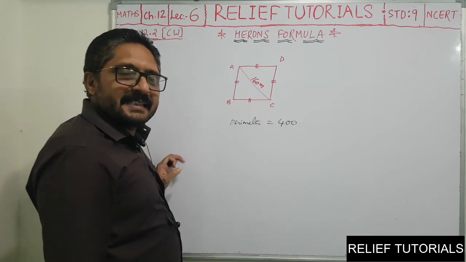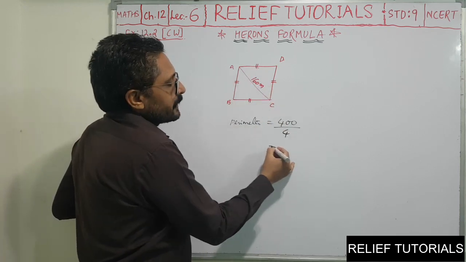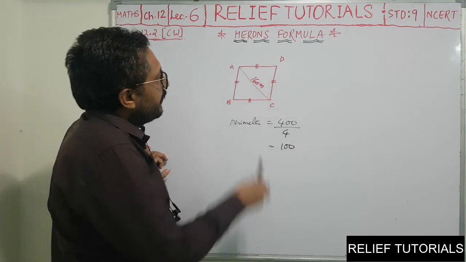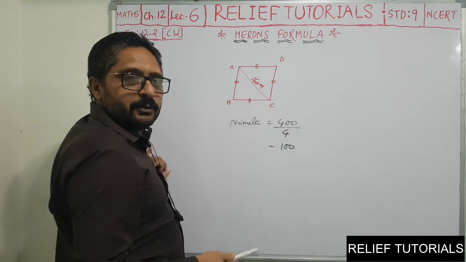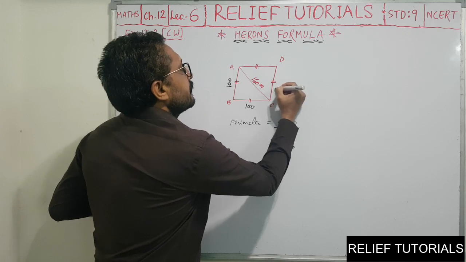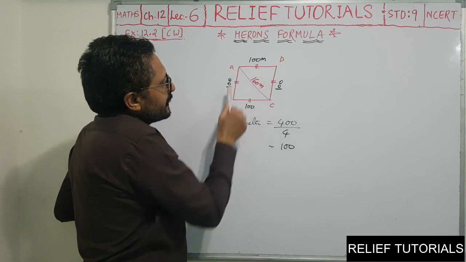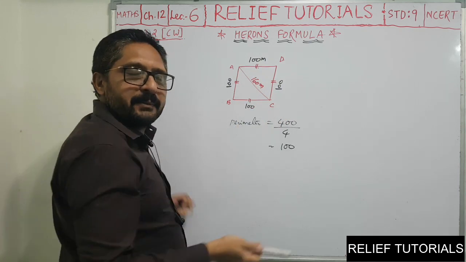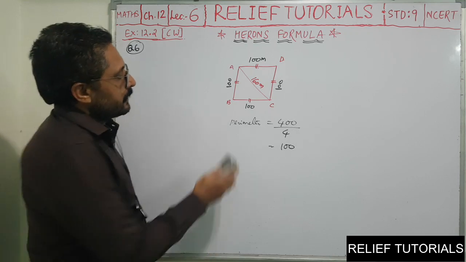You know in a rhombus the length of each side is equal. Four sides are equal, so the length of each side will be 400 divided by 4, which is 100 meters. So this will be 100, 100, 100, 100, total 400. And this diagonal is 160. We have seen that in a parallelogram, the diagonal divides the parallelogram into two equal parts. You see the dimensions of both triangles ABC and ADC: 100, 100, 160 here, and 100, 100, 160 here. The dimensions are the same, so the area will be the same. Quite a simple problem.